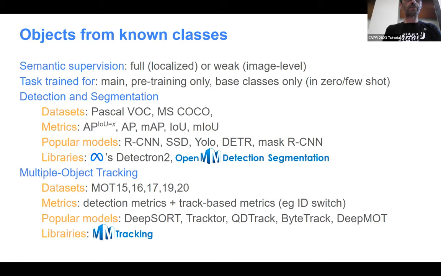Okay. So I'll say a few words, because it won't be discussed much in the rest of the tutorial, about going after objects from known classes. Again, you need supervision here because it's semantic, but the supervision can come in different forms. It can be full supervision, if it's for detection, where you have the actual localization of the object as ground truth. Or you might have only an image label, so you don't know where it is, so it's weak supervision.